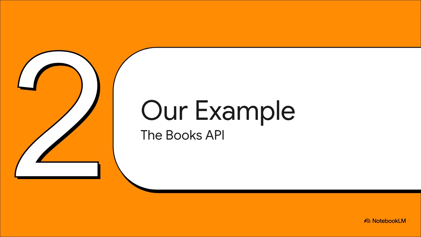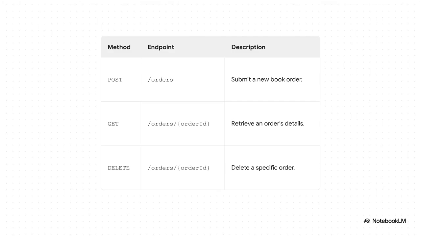See? Simple, right? Now, to make this a little less abstract, we're going to walk through the example from our source material, a simple Books API. This will let us see exactly how data-driven testing works in a situation you might actually encounter. This Books API has a few key functions, but we're going to focus on 3 that create a really logical sequence. First, we have a POST request to submit a new order. Then, a GET request to check that the order was actually created correctly. And finally, a DELETE request to clean everything up when we're done.